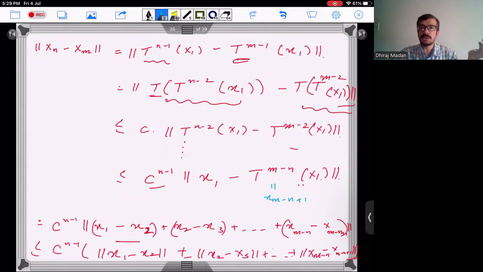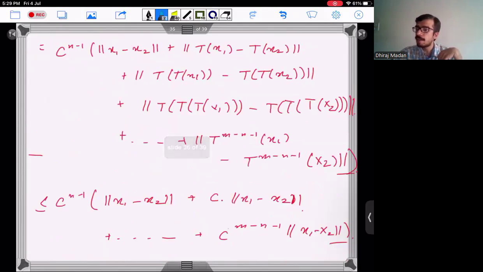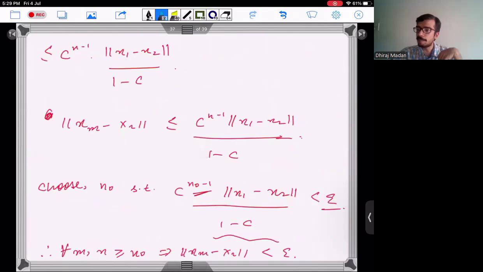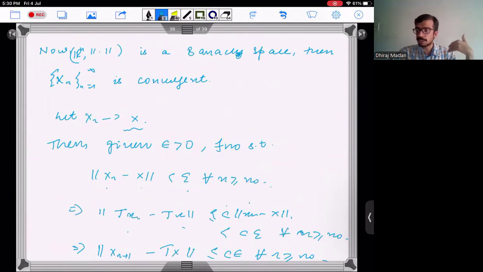We took the distance. In order to compute an upper bound on the distance, we use the property of the contraction mapping. And we show that the distance is upper bounded by c^(n-1) over (1-c) times the distance between x1 and x2, if m is greater than or equal to n. So if I choose m and n to be greater than or equal to n0, essentially I can choose an n0 such that this distance is upper bounded by epsilon. That shows that the sequence is Cauchy. By the property that this is a Banach space, meaning that every Cauchy sequence is convergent, we can show that this particular sequence must have a limit point.